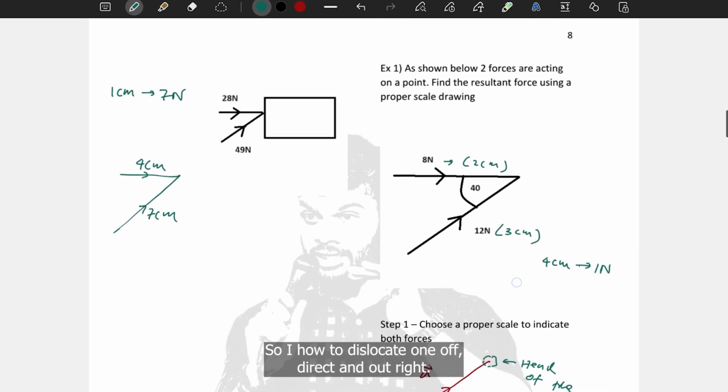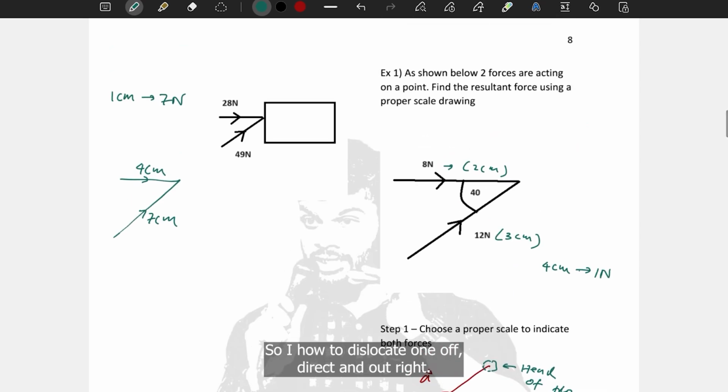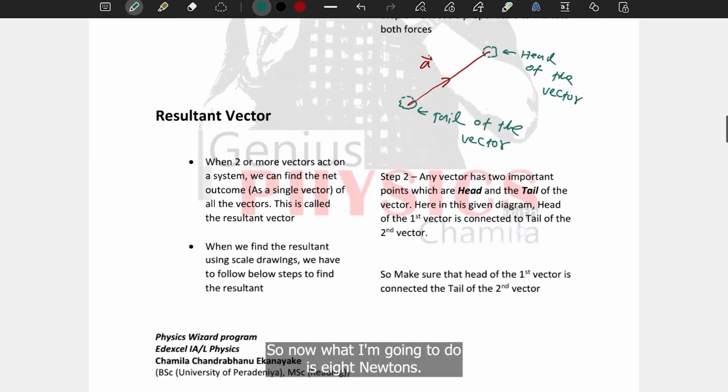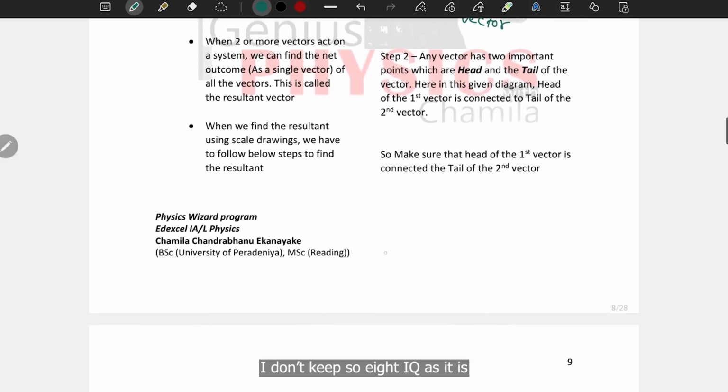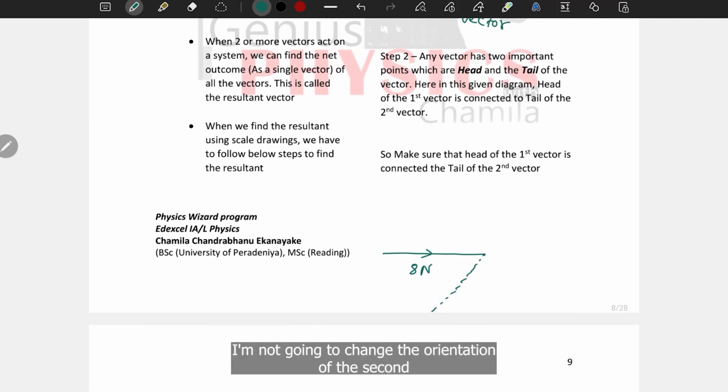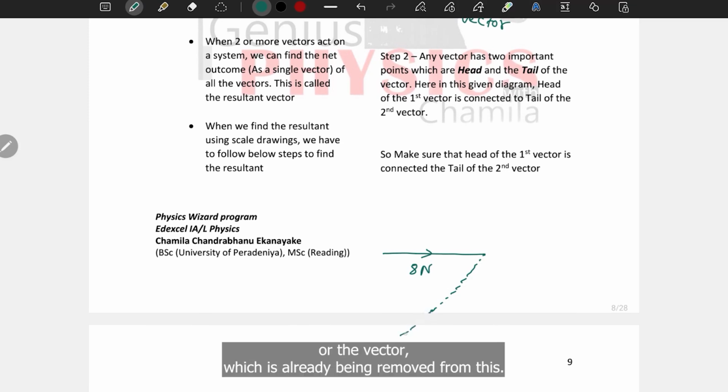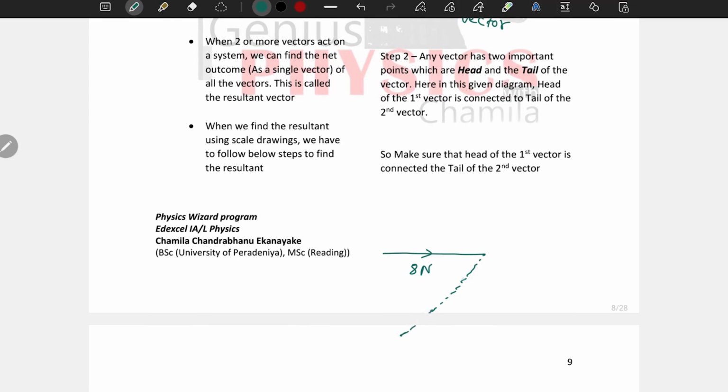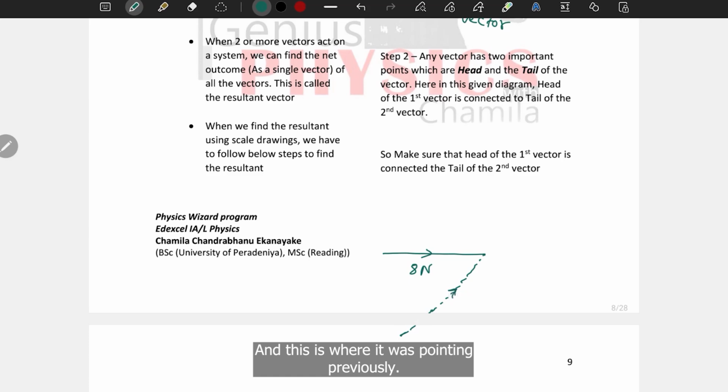So I have to dislocate one of the vectors now, right? I have to dislocate or unplug one of the vectors and connect it with the head or tail properly. We have to satisfy the head-tail combination here. So now what I'm going to do is, the 8 Newtons I keep as it is. I'm not going to move these 8 Newtons, and this is where my first vector is. I'm not going to change the orientation of the second vector, which has already been removed from this, and this is where it was pointing previously.